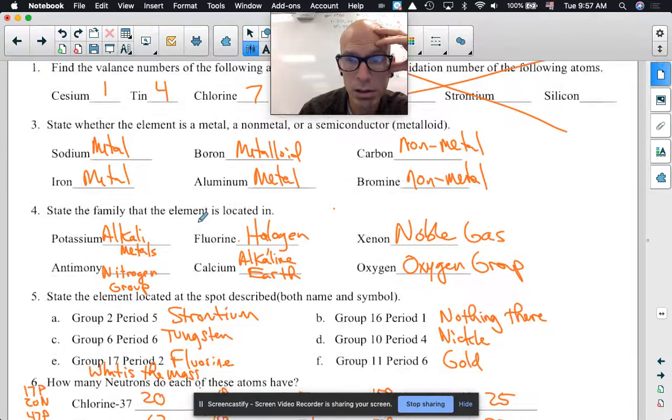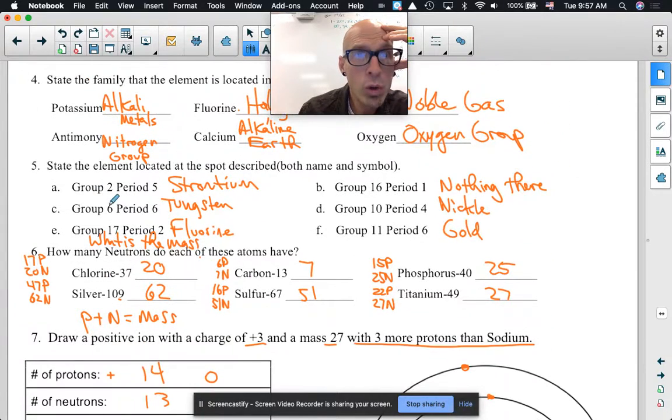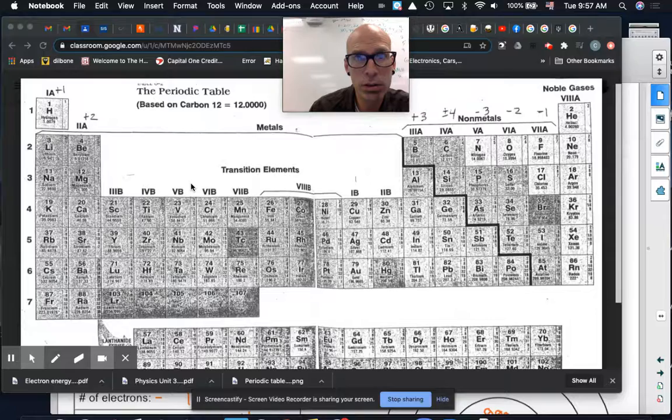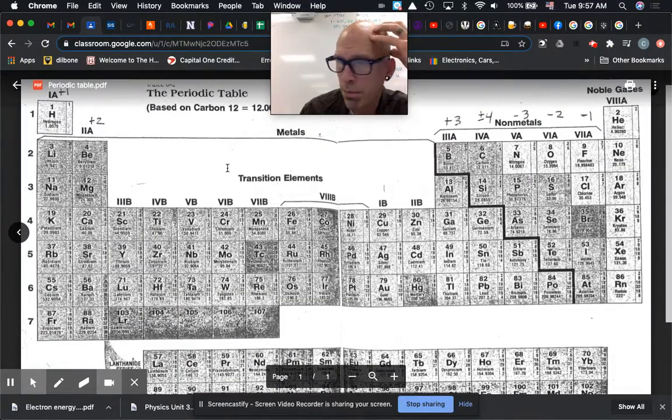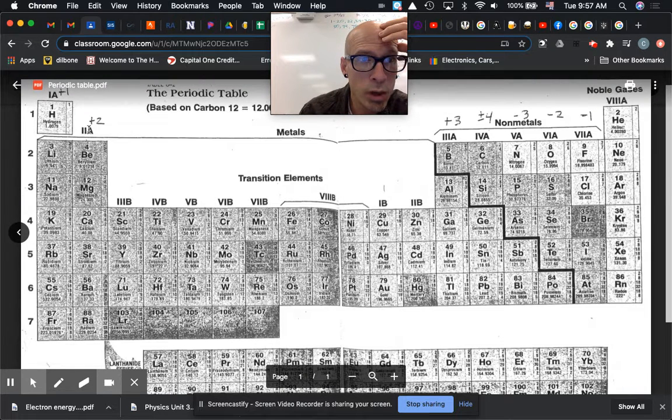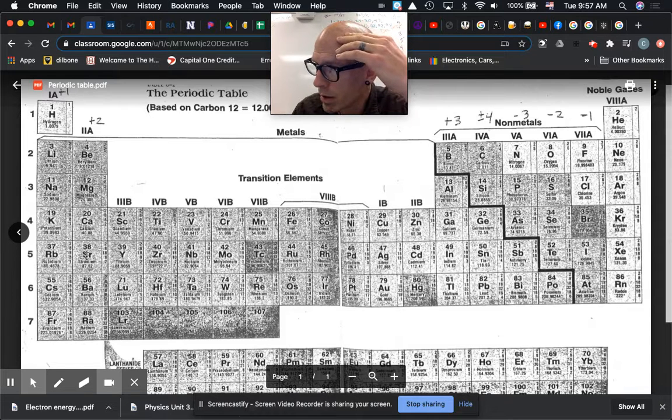Okay, back to here. Then we had, where's the element located? The spot on the table. So I gave you group numbers and period numbers. Using those group and period numbers, you have to look at the table and figure out where these things are. So the first one was group 2, period 5. Group 1, group 2, and then go down to period 5, and so that's strontium. Strontium is the element at group 2, period 5.